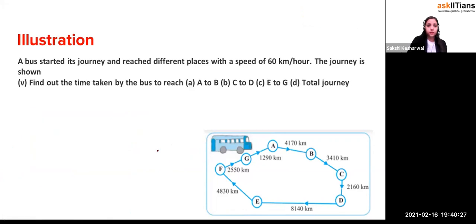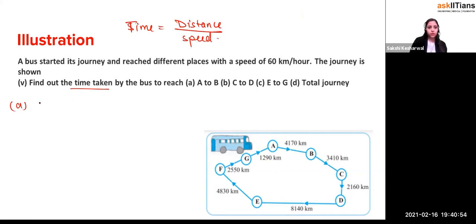Okay, now let's come to the fifth part. Find out the time taken by the bus to reach from A to B, then C to D, D to E, and this. So from A to B, we know that you have to find the time. So we know that time is equals to what? I think you have learned this. Time is equals to what? Distance upon speed. Yes or no? Distance upon speed, right?